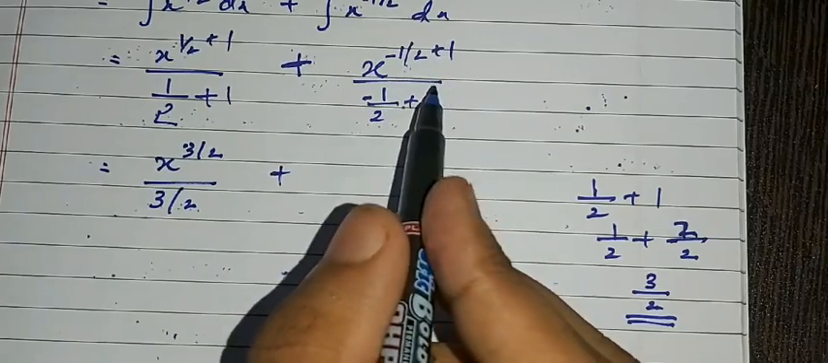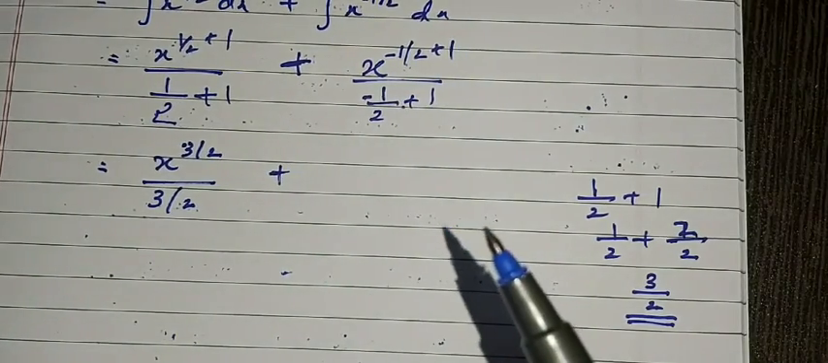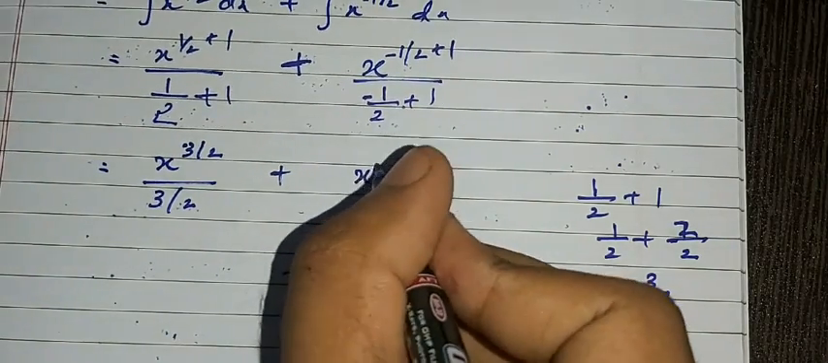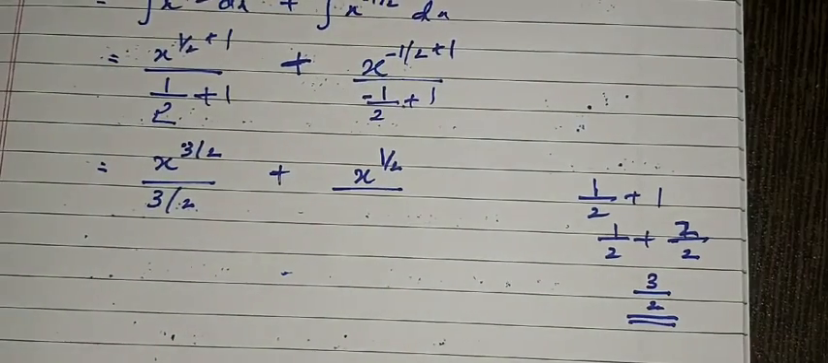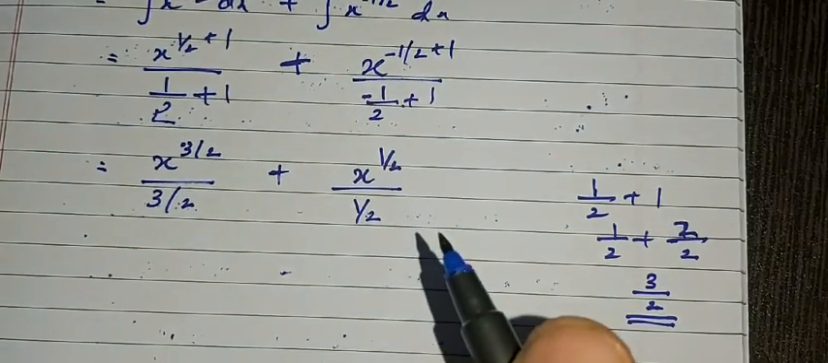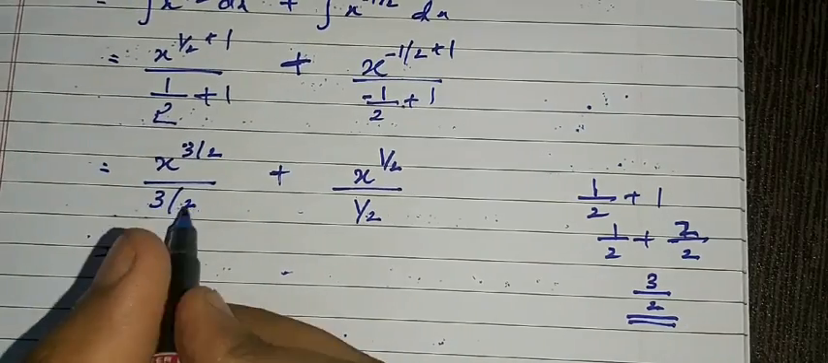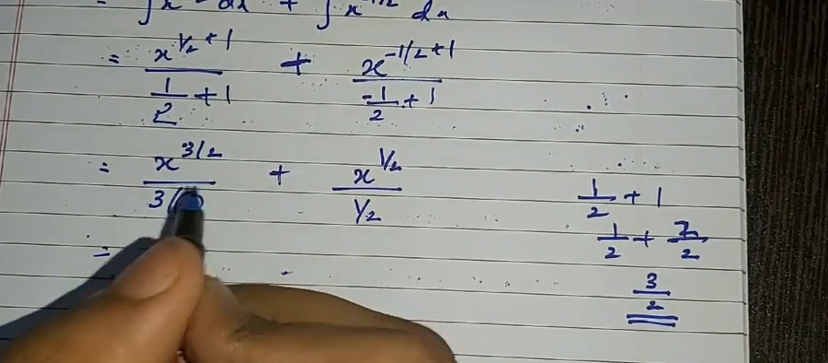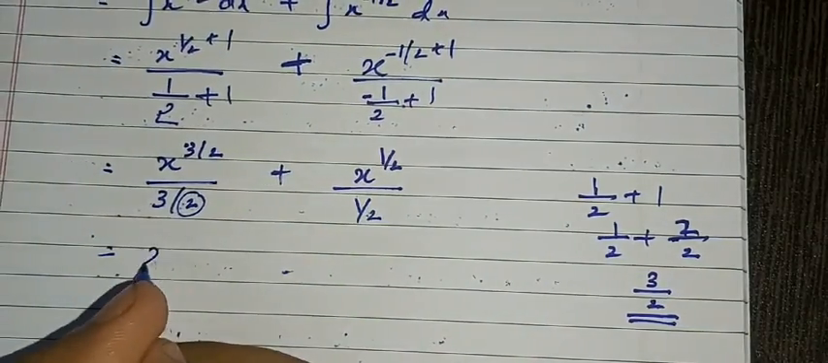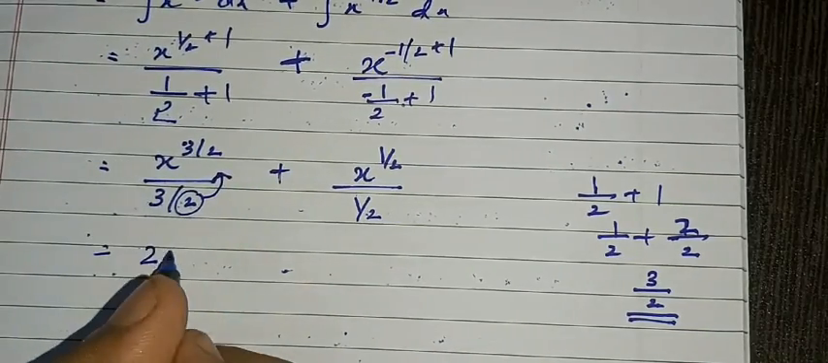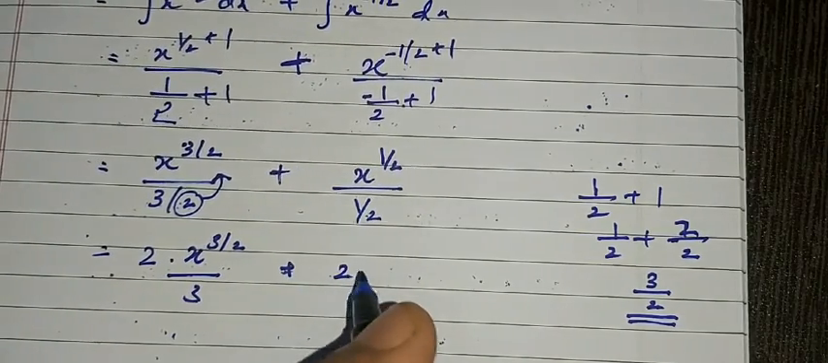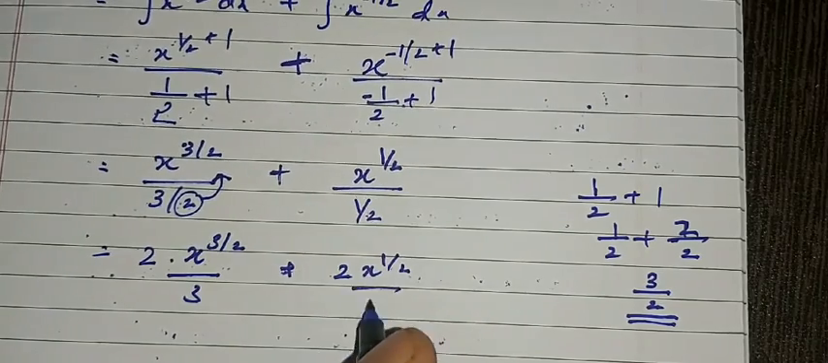So minus half plus 1, what will be remaining? Half. We have a minus half and we are adding it to 1. So what will remain? A half will remain. So x raised to half by what is 1 plus minus half, again half. Now we are making it a proper fraction, so the reciprocal of the denominator is multiplied to the numerator, so 2 comes to the top. So 2 into x raised to 3 by 2 by 3 plus 2 into x raised to 1 by 2 by 1.